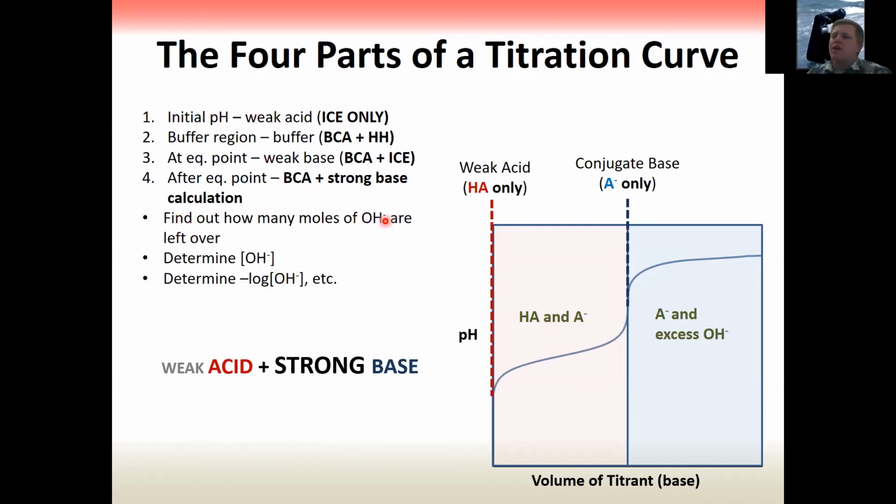So what we're going to do is calculate how many moles of OH minus are left over. Then you have to determine the concentration of the OH minus, right? So that's moles of OH minus left over divided by the total volume. That's your starting volume of analyte plus the volume of titrant that you added. And then you'll take the negative log of that. That'll give you your pOH, and then from there, you can calculate your pH.